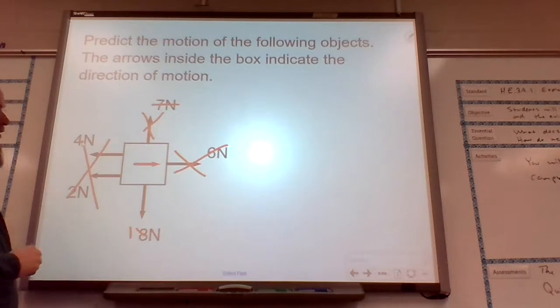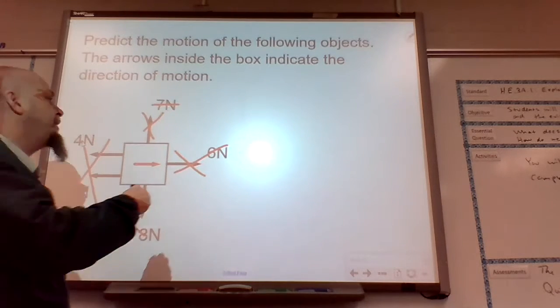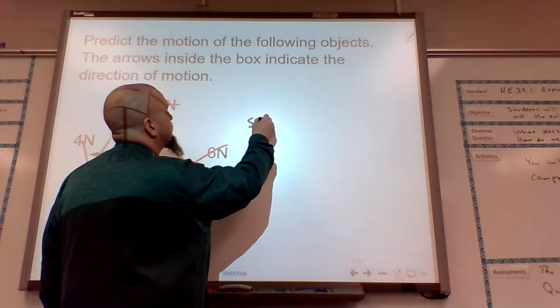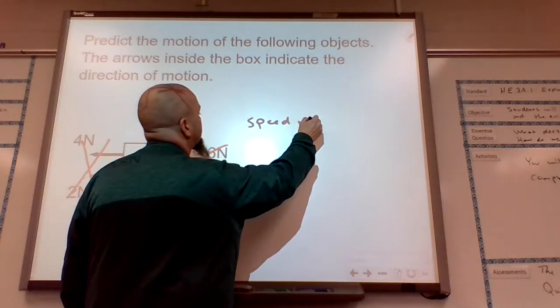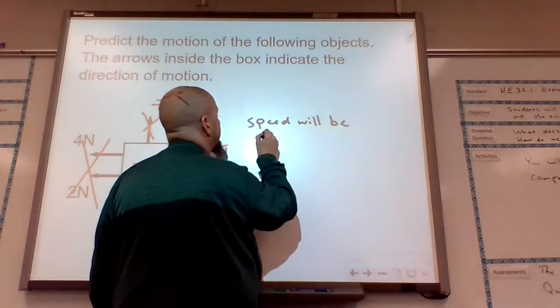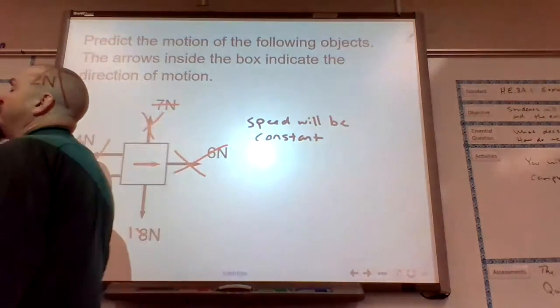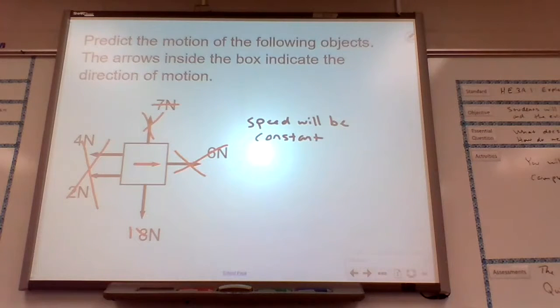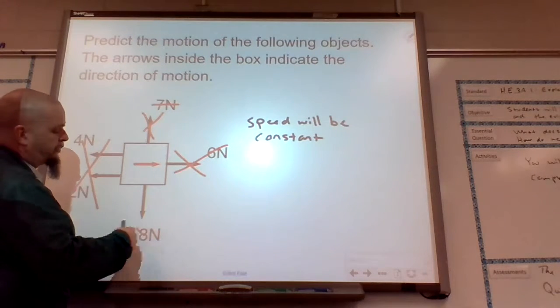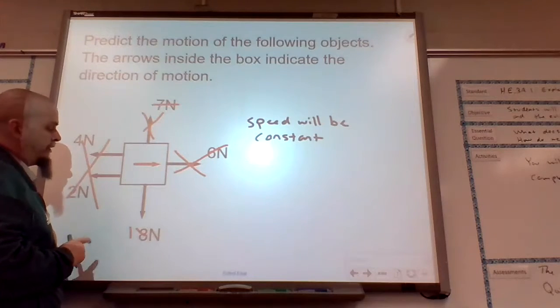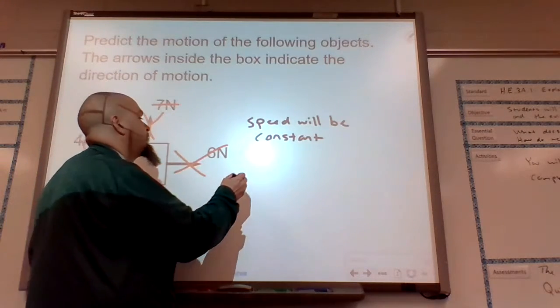Again, whenever we have a perpendicular force like this, it's going to cause a change in direction. This object will move at a constant speed. I can say that because there's no part of my net force that is either in the same direction or opposite of motion. There's no speeding up or slowing down going on. But I do see that I have a force that is perfectly perpendicular. This object is going to turn downward.